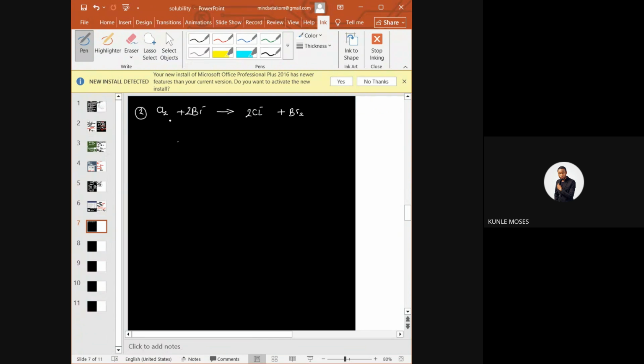Now let's look at this. So Cl2 proceeds to give 2Cl minus. What happens here? Chlorine has become negative, simply means there is gain of electron. Gains electron, right? And this Br minus has become Br2, from minus to 0, simply means it has lost electron, because minus simply means it gains electron before. But now it has become 0, simply means it has lost the electron.